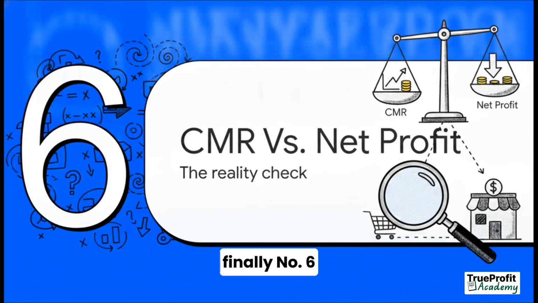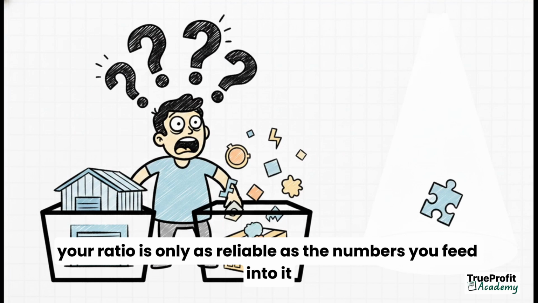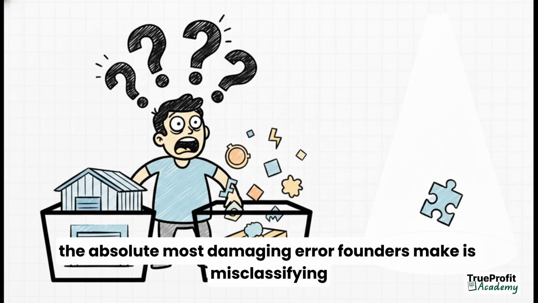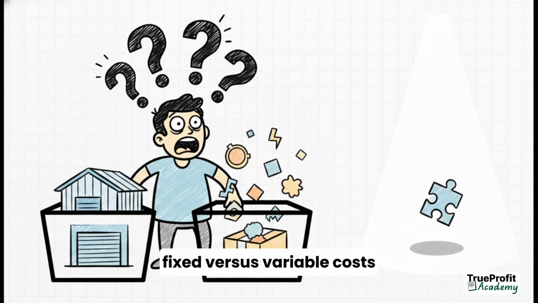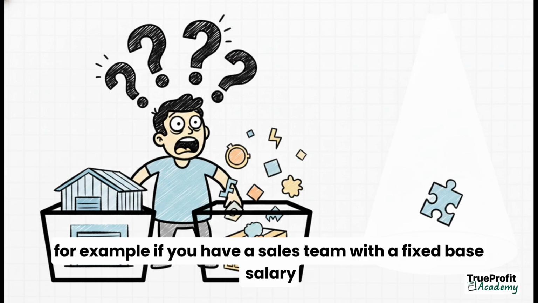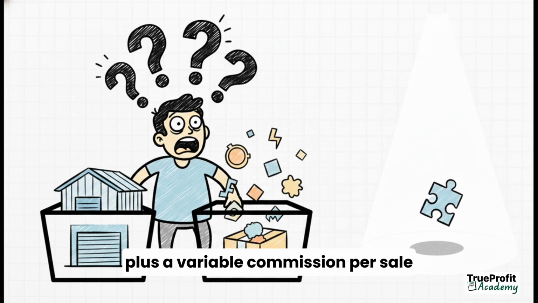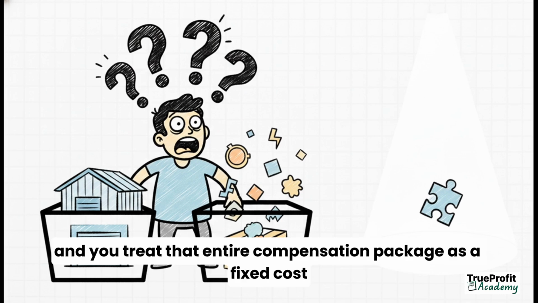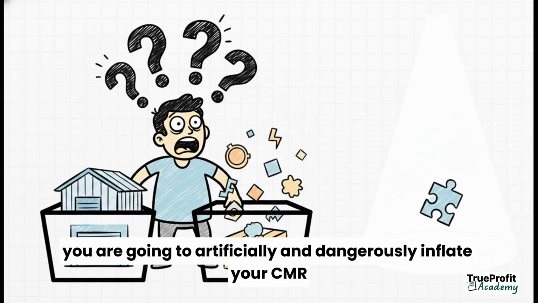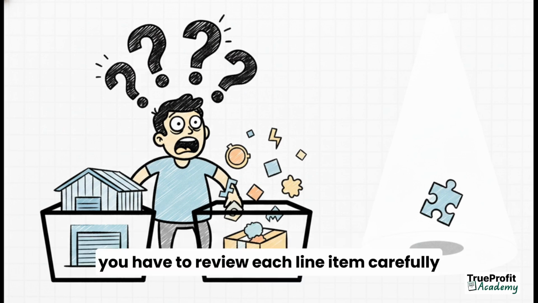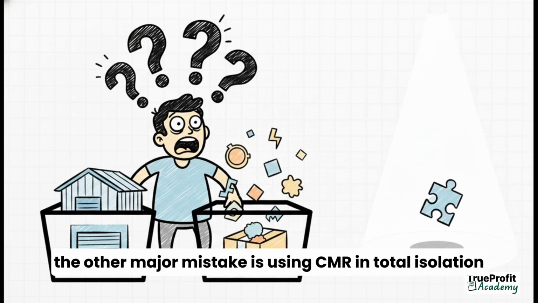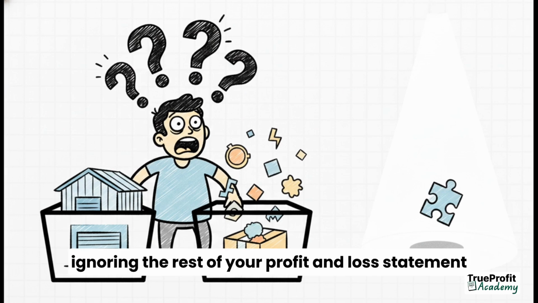Finally, number 6, CMR versus net profit. Your ratio is only as reliable as the numbers you feed into it. The absolute most damaging error founders make is misclassifying fixed versus variable costs. For example, if you have a sales team with a fixed base salary plus a variable commission per sale, and you treat that entire compensation package as a fixed cost, you are going to artificially and dangerously inflate your CMR. You have to review each line item carefully. The other major mistake is using CMR in total isolation, ignoring the rest of your profit and loss statement.